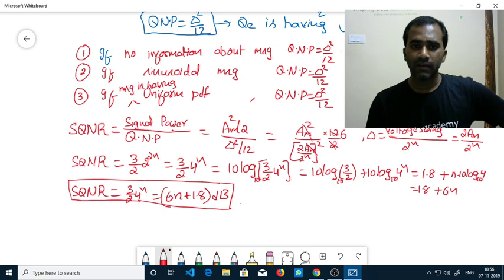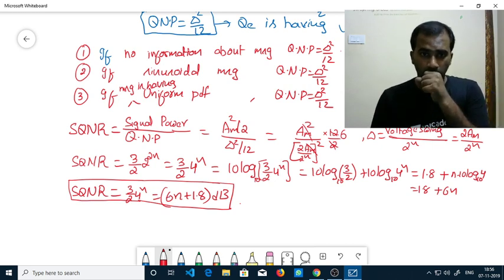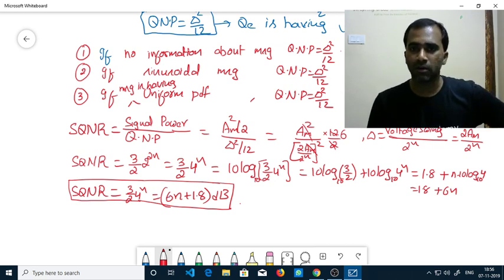Okay, so this is the formula that you can use by default whenever there is no clarity about the message, or if it is a sinusoidal message. Under these two situations you can use this formula.